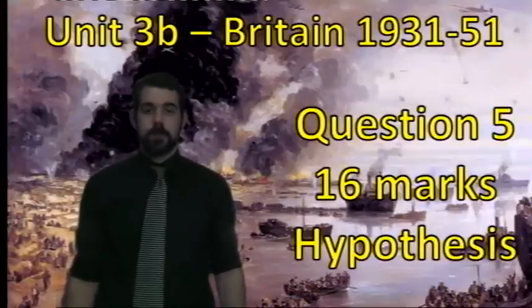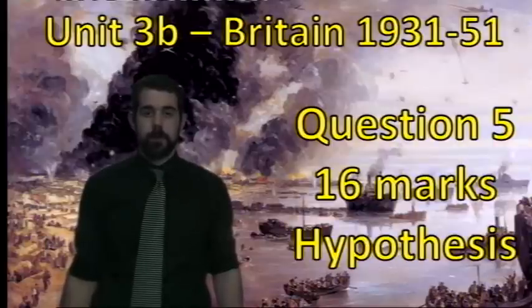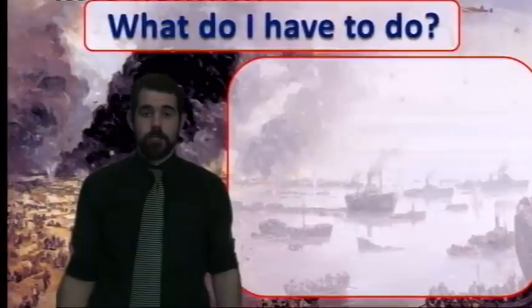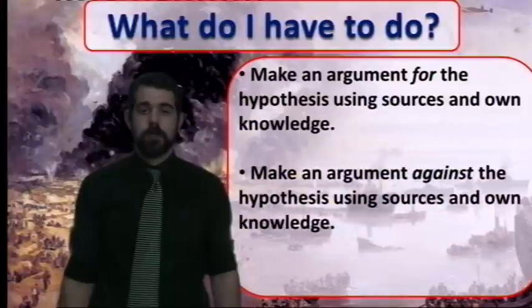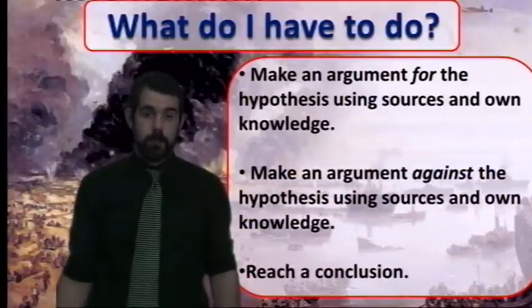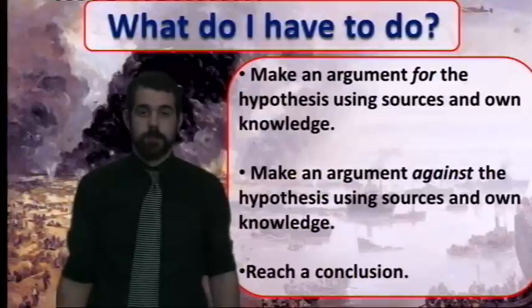This video is about the 16-mark hypothesis question on the Unit 3 paper and some guidelines to getting some good marks. So what do you do on the 16-mark question? It's the big one. You need to make an argument for a hypothesis that's given to you using the sources and your own knowledge. You also need to make an argument against it, again using sources and your own knowledge, and finally conclude whether you agree or disagree with the hypothesis.